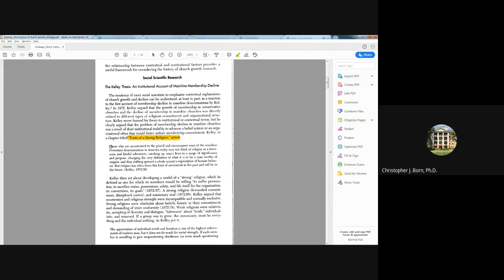He's talking about how those who are accustomed to the placid and circumspect ways of the mainline Protestant denominations in America today may not think of religion as a strenuous and fateful adventure, catching up on men's lives in a surge of significance and purpose, changing the very definition of what it is to be a man worthy of respect, and the shifting upward of a whole society's expectation of human behavior. But religion has often been this kind of movement in the past and will be in the future.